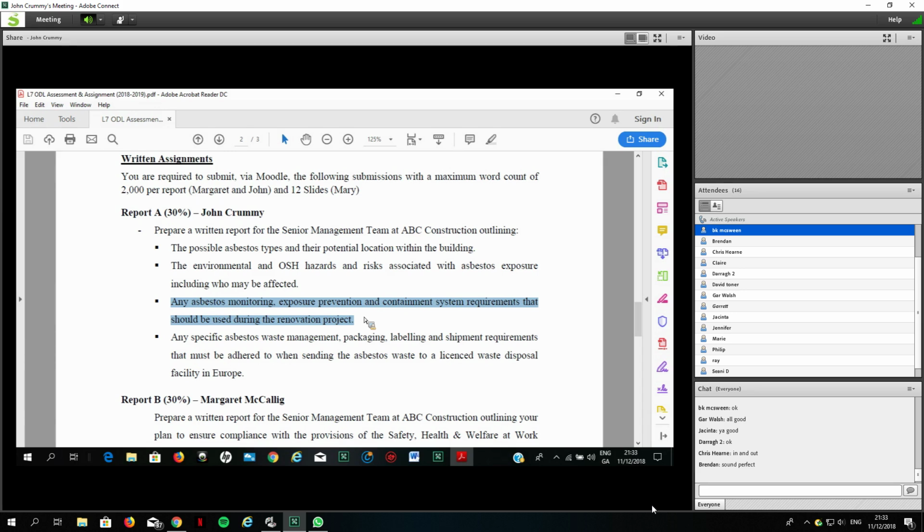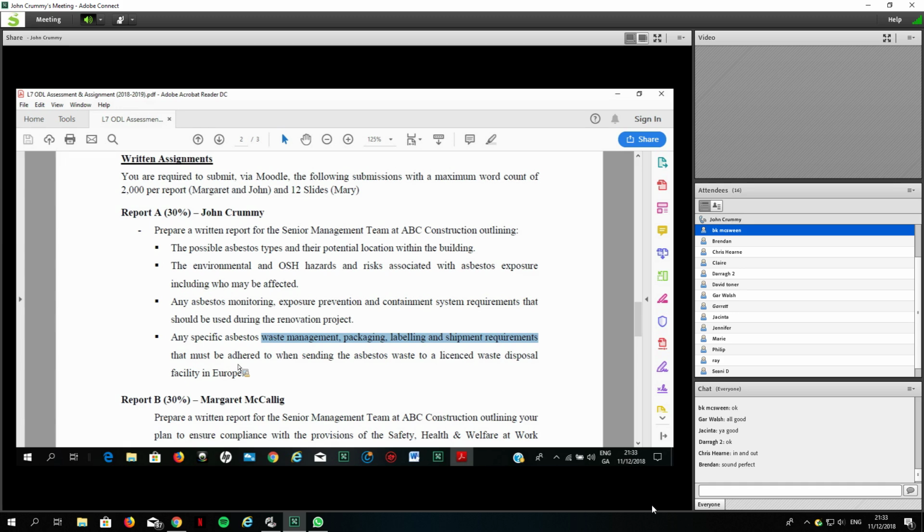So that'll be a lot of information going into that section there. Moving on then to any specific asbestos waste management, packaging, labelling, and shipment requirements that need to be adhered to when sending asbestos waste to a licensed waste disposal facility in Europe. So it was being shipped directly to Europe. Okay, it wasn't being shipped to another facility in Ireland. It was being shipped directly to Europe. Okay, so that means you needed a trans-frontier shipment of the asbestos waste to Europe.